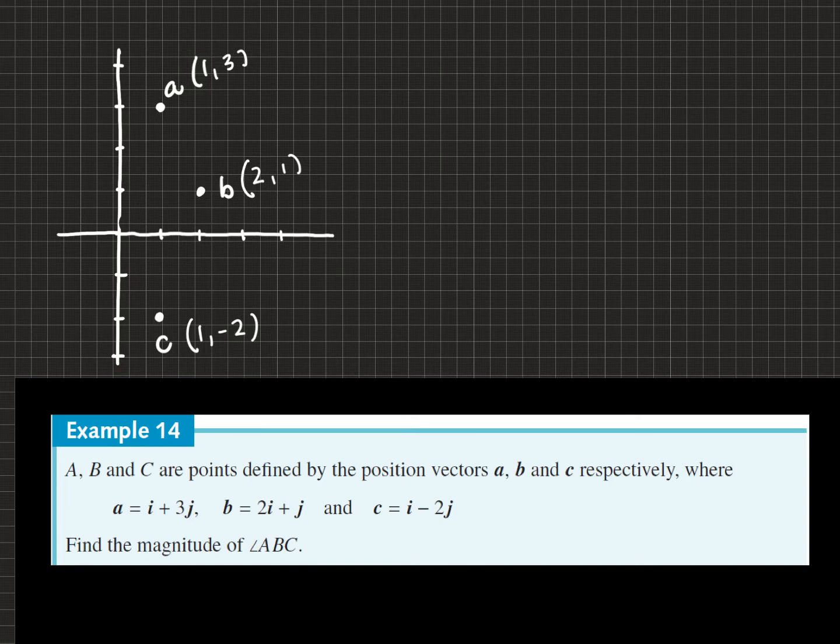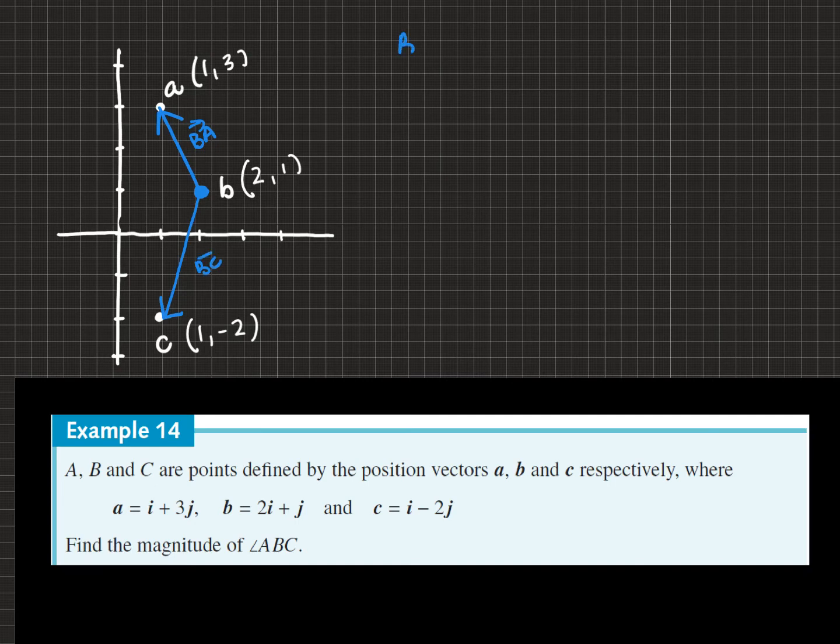We are told what points A, B and C are, and then we need to find the magnitude of angle ABC. So we're after this angle in here. To do that, I'm going to put a vector in here and then a vector there. Notice that both of those vectors start at the same point and go off from there. This first vector we will call vector BA, and this one is vector BC.